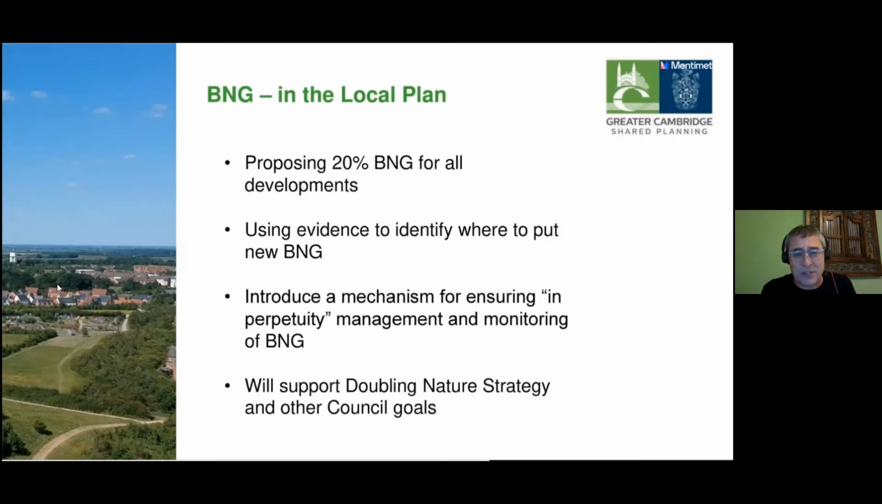This was one of the questions on the chat, how to ensure that this stuff's managed and monitored. Well, in perpetuity means 30 years. Okay, don't ask me who thought of that, but that's the gold standard, 30 years. In the biodiversity net gain plan, there will need to be a transparent and a costed management plan that sets out how the proposal plans to meet that 30-year commitment.